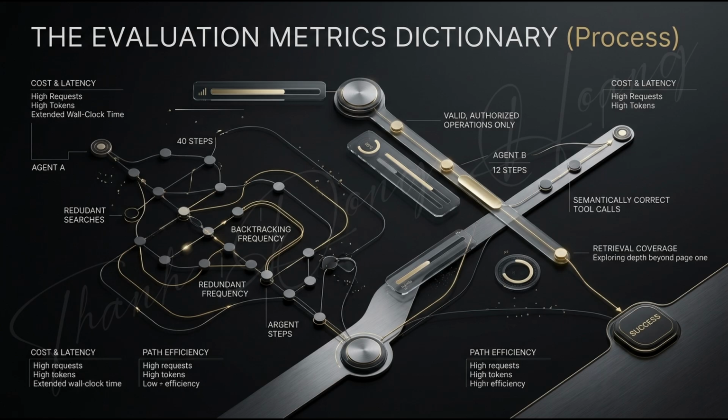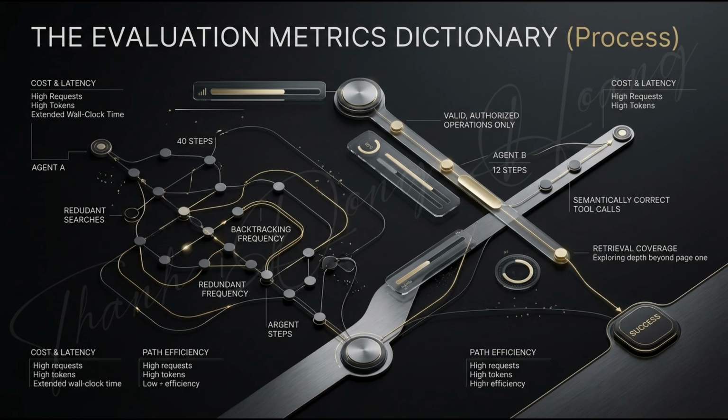Action legality rate measures whether every operation the agent took was valid and authorized. Tool call correctness goes a step further, checking whether the parameters passed to each tool actually make sense for the situation, not just whether they're syntactically valid. Path efficiency looks at the number of steps taken, how many were redundant, and how often the agent backtracked to fix its own mistakes. Some backtracking is healthy self-correction. Frequent backtracking is a sign of weak forward planning.